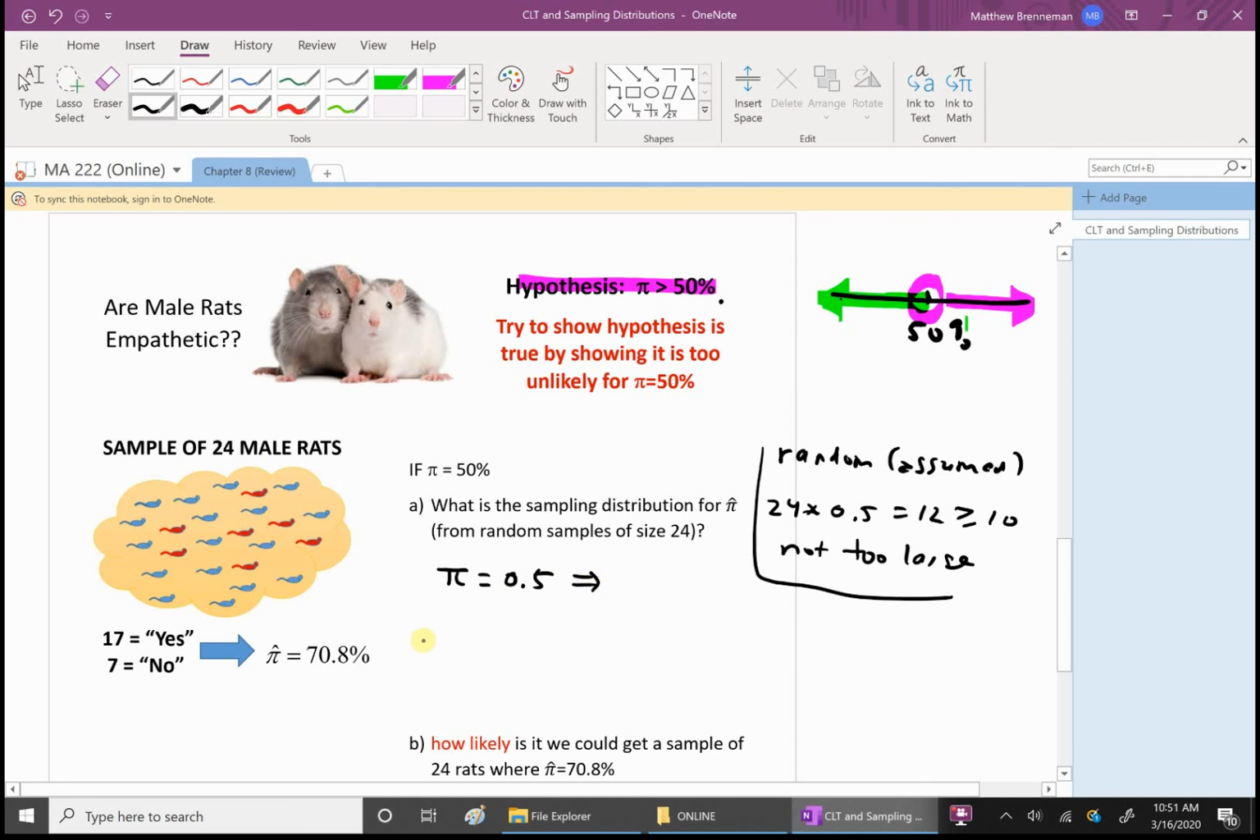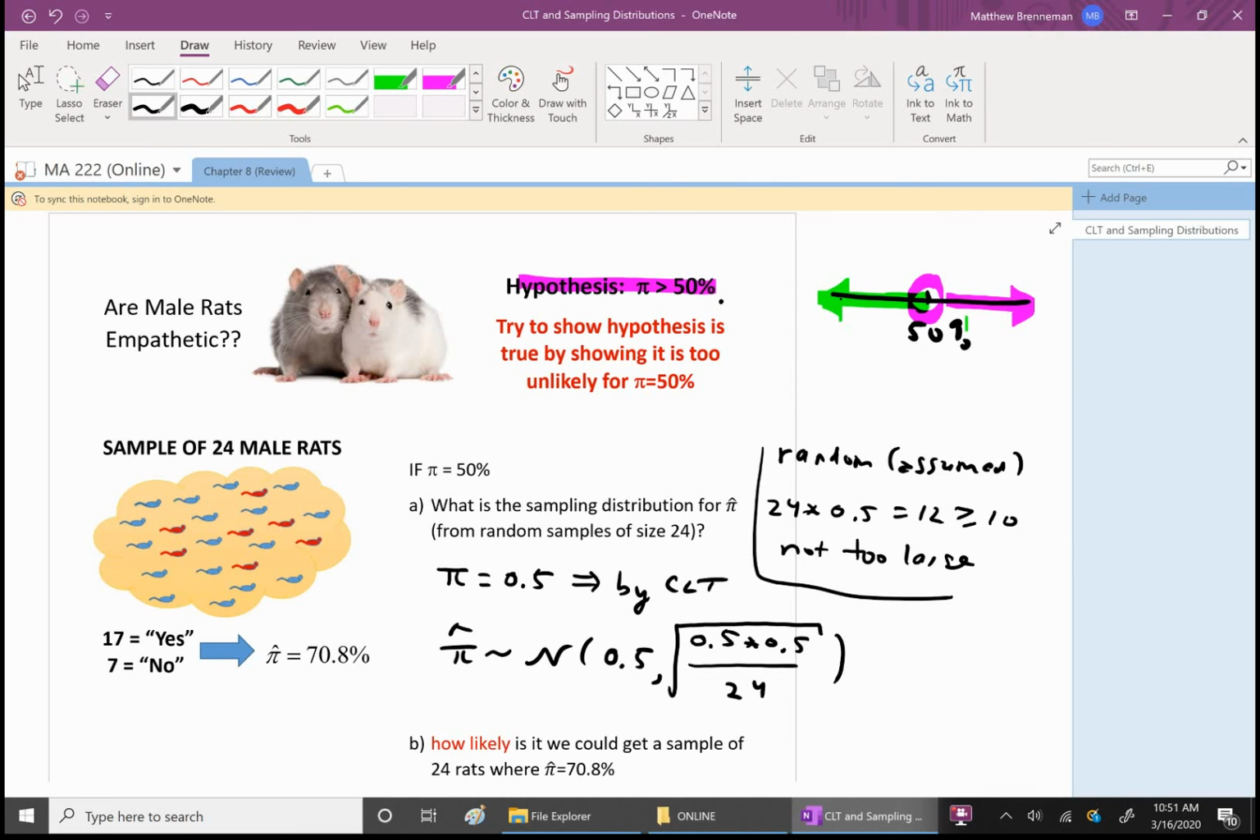So this tells us that by the central limit theorem, pi hat has a normal distribution. It's centered about pi, which is 0.5, and the standard deviation is the square root of pi times 1 minus pi divided by 24. And if you go ahead and do that calculation, you're going to get 0.5 divided by the square root of 24, which is roughly going to be 0.1. It'll be a little bit more.